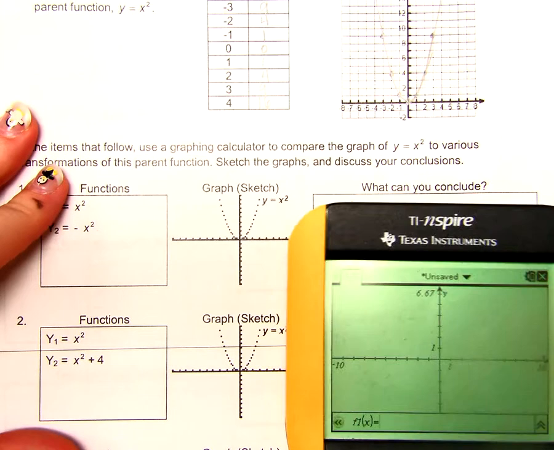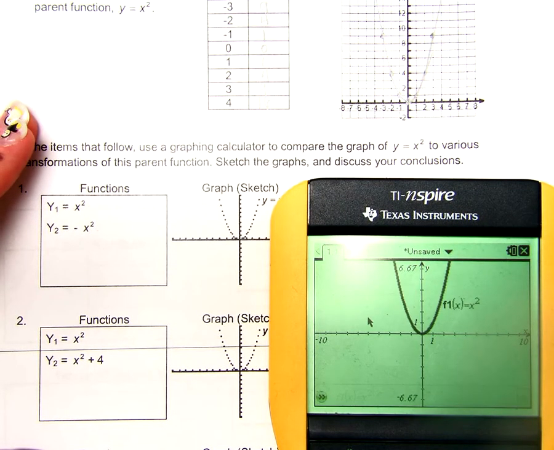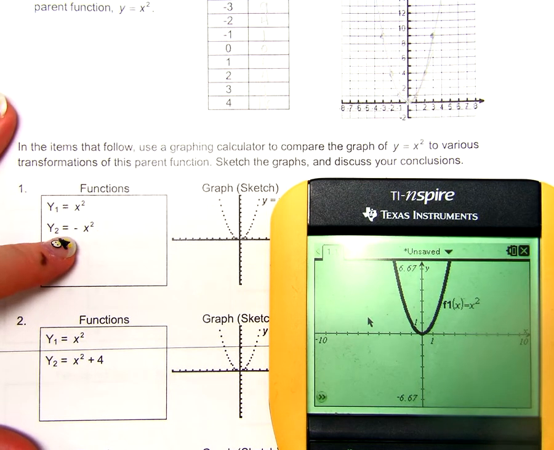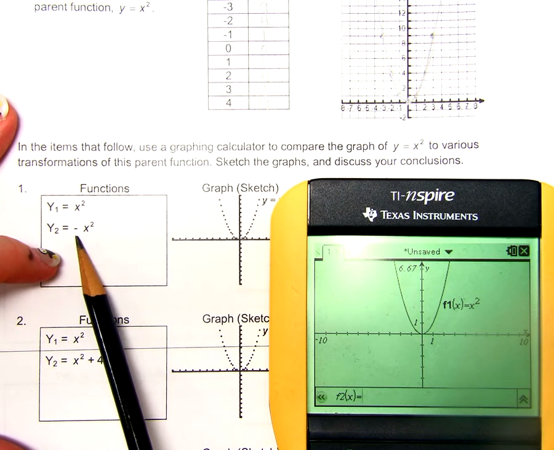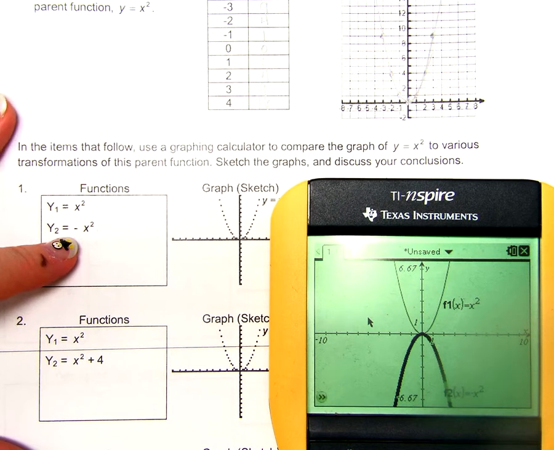Okay. So in my calculator, I want to put in y equals x squared. Right? Now, before I put in my second one, which I'm going to do by hitting tab to get that line down here to come back up, I want to make some sort of guess in my head, or even out loud, about what's going to happen. What do I think is going to happen when I change it to negative x squared? Okay. So, negative x squared. Did it do what you thought it would?